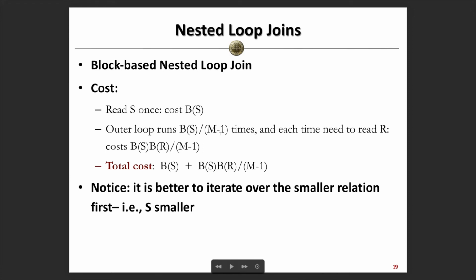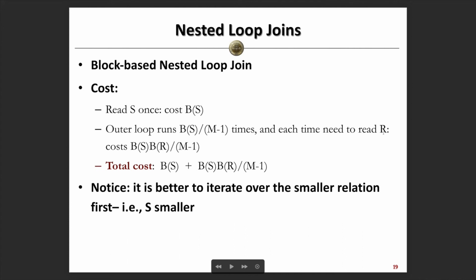It really depends on whether this BS is smaller than M minus 1. In other words, we have to run the outer loop only once, right? If this BS size is larger than M minus 1, we have to load multiple times. So here we assume this BS is smaller than M minus 1. In other words, we run the outer loop only once. And then for each iteration of the outer loop, we have to load one block from R.